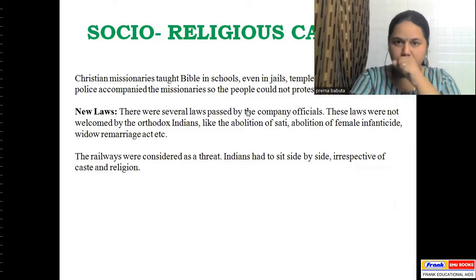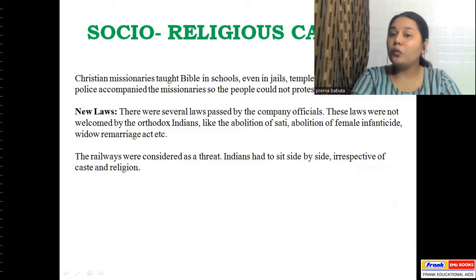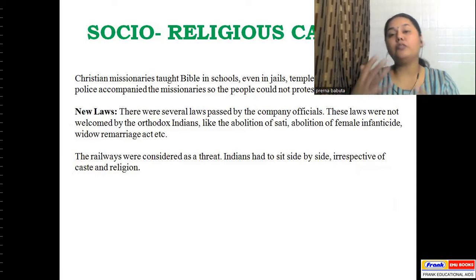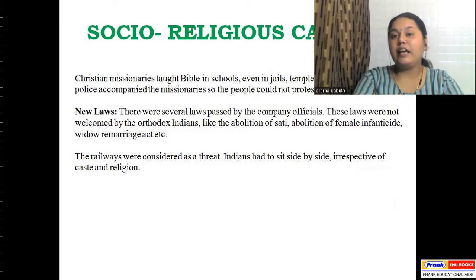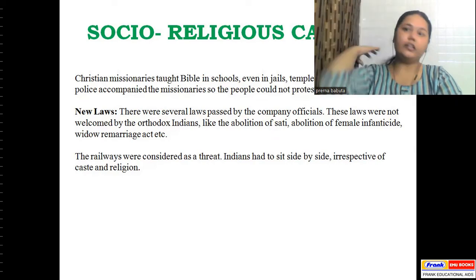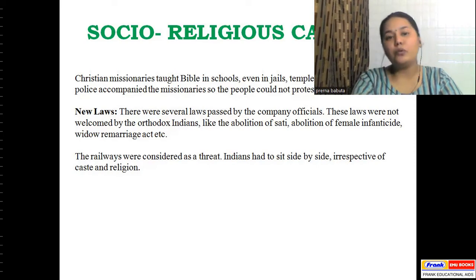Now we talk about the socio-religious causes. We know how the British tried to reform the education system, and they focused mainly on English education. Within the education system, they also tried to inculcate their religious practices. Christian missionaries taught Bibles in schools, even in jails, temples, and mosques. The police accompanied the missionaries so the people could not protest. So people were not free to practice the religion that they wanted to. In fact, religion was imposed on them.